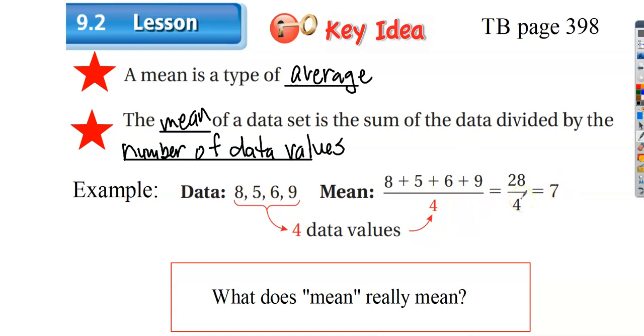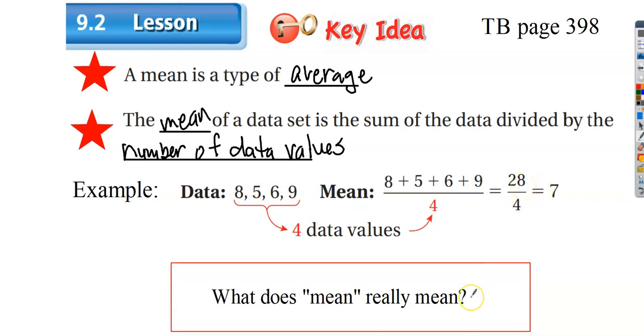And let's say it had to do with how much rain you had in a city, right? If it rains 8 inches, 5 inches, 6 inches, and 9 inches, we would say that the average rainfall was 7 inches because we took the numbers, we added them together, and then it's basically a fair share idea. And we are saying, well, what if all of the 4 days were equal? They would all have to equal 7.